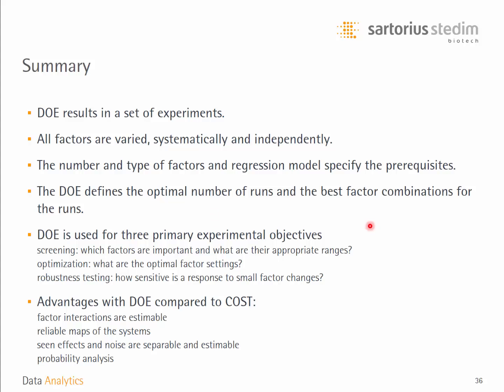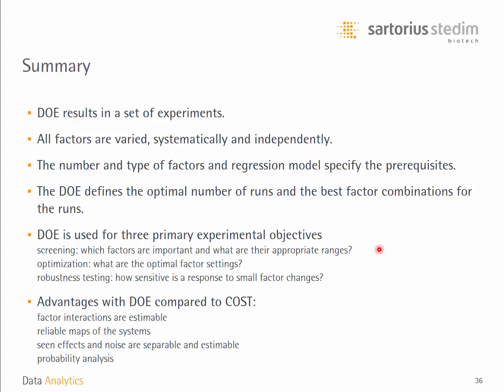As I briefly alluded to in the beginning of this presentation, design of experiments is used for 3 primary experimental objectives that are listed here: screening, optimization, and robustness testing. And that is also, going from top to bottom, corresponding to the chronological order in which you are doing DOE and increasing awareness and understanding of your system.